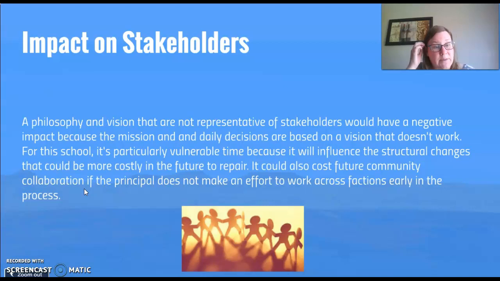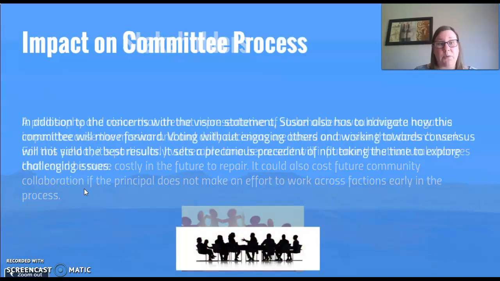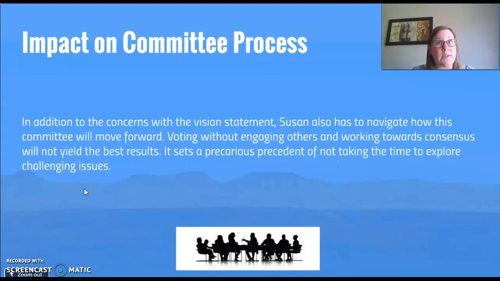We know that there will be an impact on stakeholders. A philosophy and vision that are not representative of stakeholders would have a negative impact because the mission and the daily decisions are based on a vision that doesn't work. For this school, it's particularly a vulnerable time because it will influence the structural changes that could be more costly in the future to repair. It could also cost future community collaboration if the principal does not make an effort to work across factions early in the process. It could also have implications on the advisory committee process.